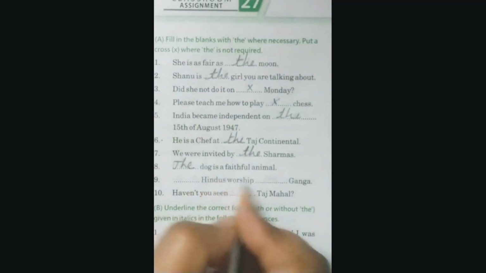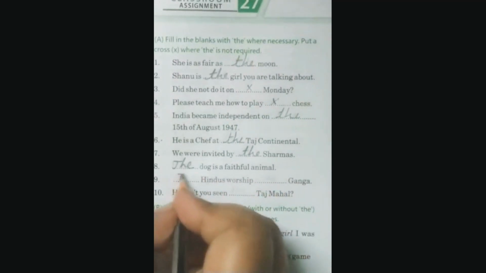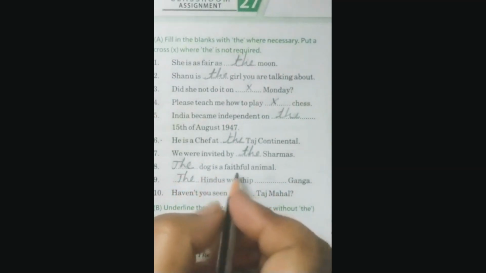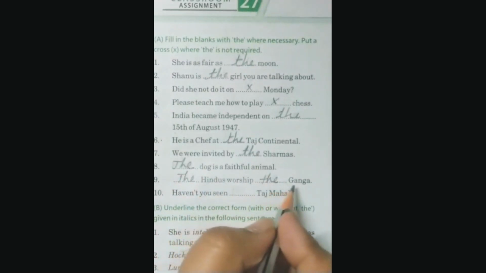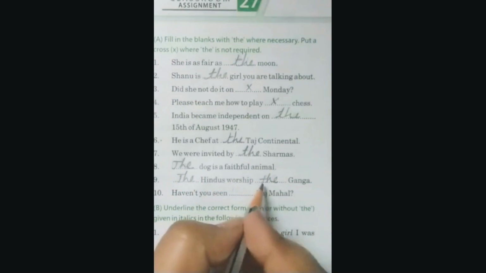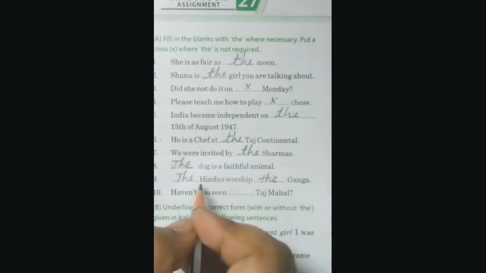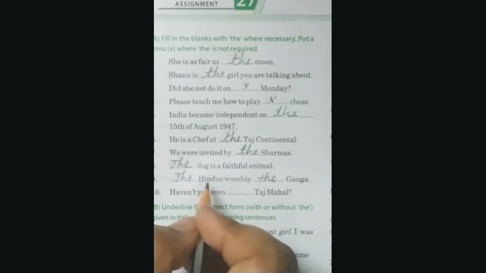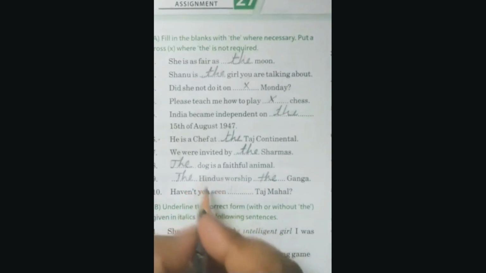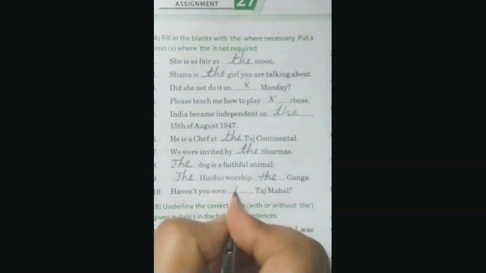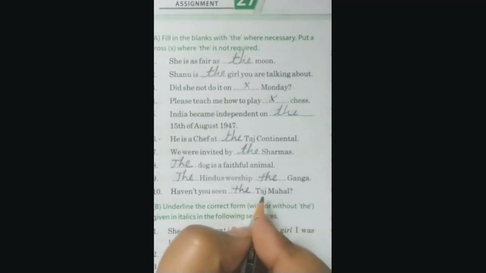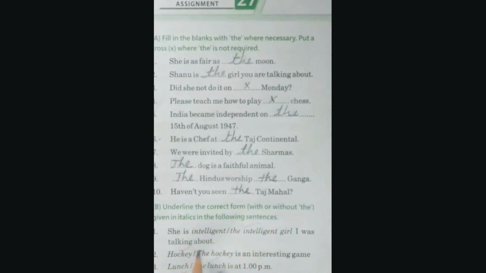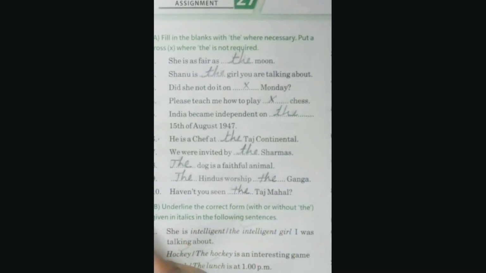Dash Hindus worship dash Ganga. The Hindus worship the Ganga. Ganga is a holy river, so we use 'the' before it, and we also use 'the' before Hindus. Haven't you seen the Taj Mahal? Because it's a well-known famous building. Let's do the next exercise.